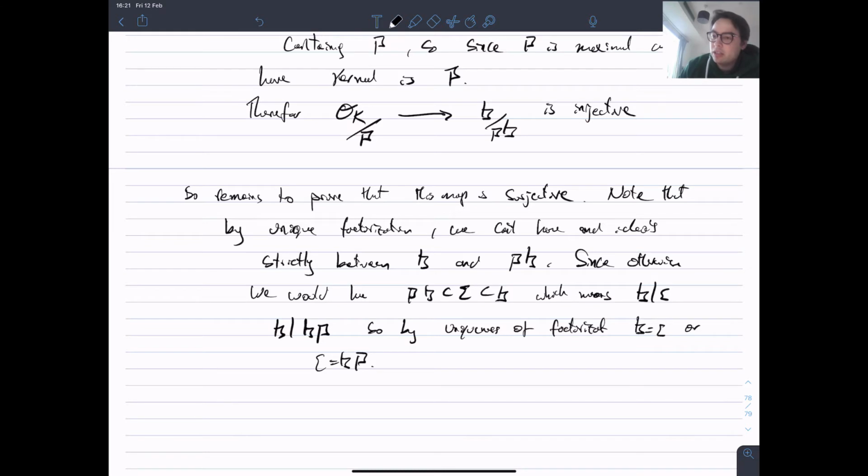Therefore, because there are no ideals contained in between them, if you consider what the sum of these two ideals is, this can't be any ideal contained in between these two things. So this has to be the full thing, so this has to be B. But this shows that the map is surjective.